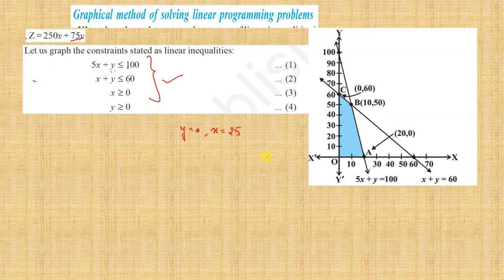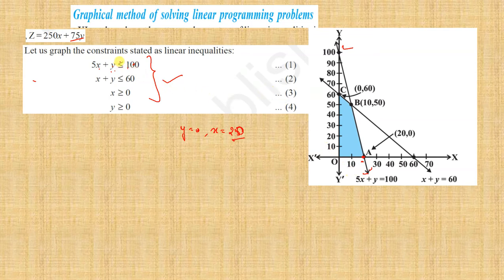Sorry, x becomes 20, not 25, from the first equation. So the point is 20 comma 0. So this is the point 20 comma 0. When x is 0, y becomes 100. So 0, 100 is this point. You join the 2 points, you will get this line.